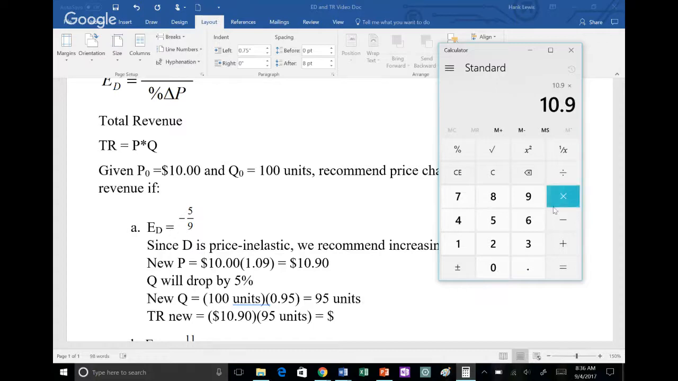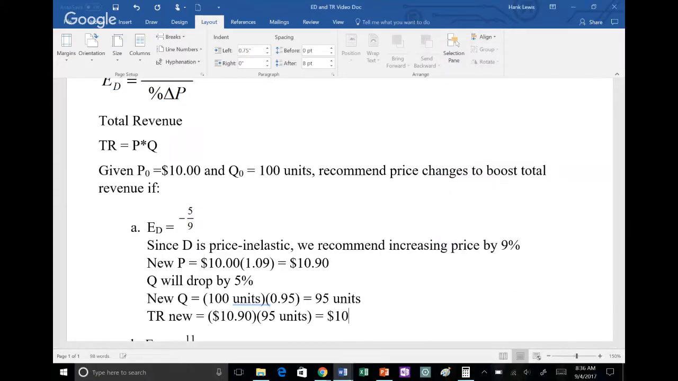$10.90 times 95 equals, is that number bigger than $1,000? Yes, it is. $1,035.50, which is greater than $1,000.00. And so we know we did the right thing.